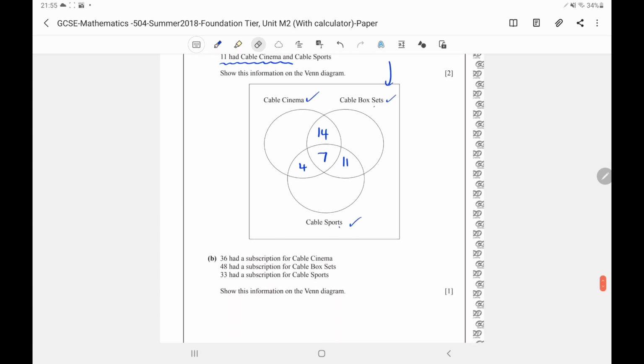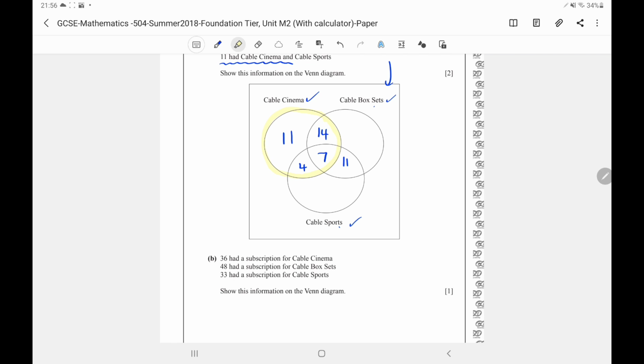Then part B, 36 had a subscription for cable cinema. So where's cable cinema? This circle here. So I need to make sure that inside this circle we have 36 in total. So adding up 4, 7 and 14 and subtracting from 36, I get 11.